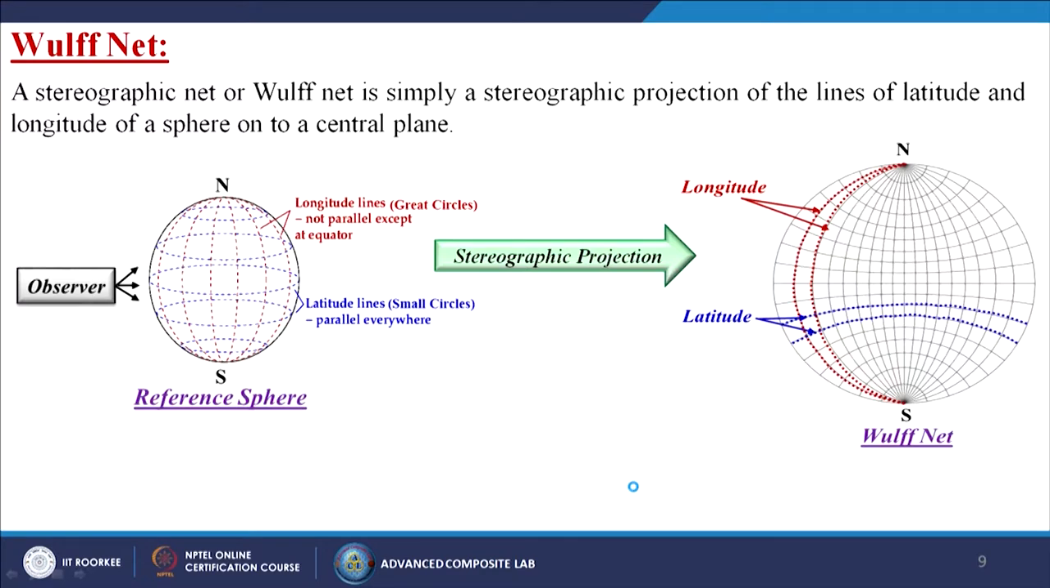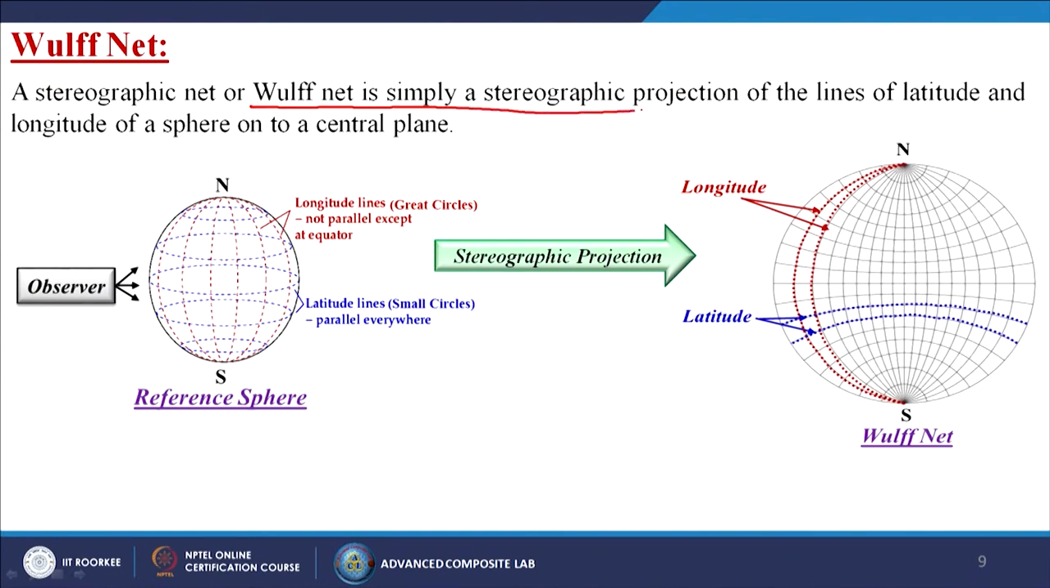So now we are going to discuss about one interesting thing that is called the Wulff net. So Wulff net is generally, if we remember the longitude and the latitude of Earth, then we can simply get the information of any point, where it is lying based on the longitude value or maybe the latitude value. So a stereographic net or Wulff net is simply a stereographic projection of the lines of latitude and longitude of a sphere onto a central plane. So observer is over here. So from this place we are looking over there.